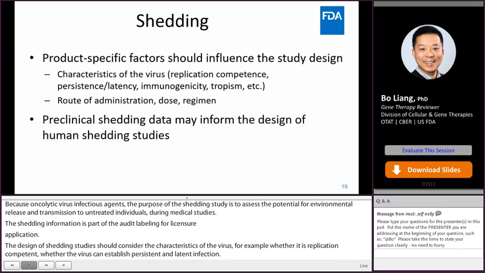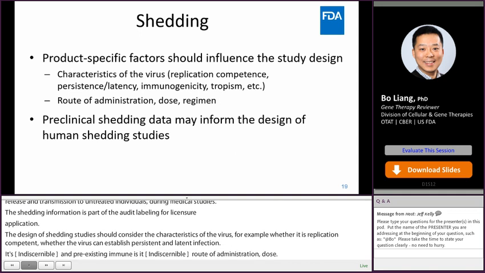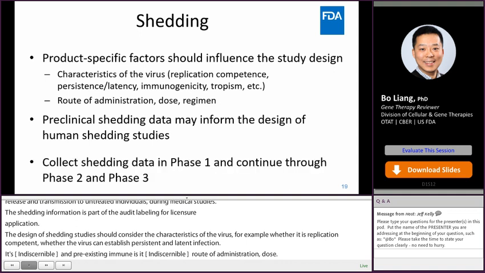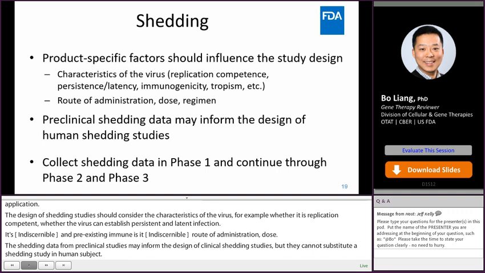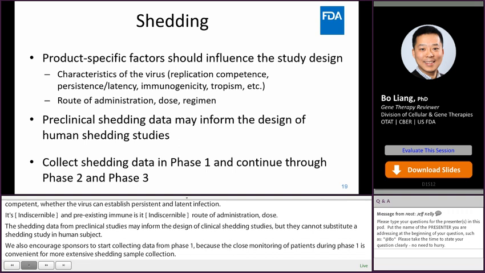The shedding data from preclinical studies may inform the design of clinical shedding studies, but they cannot substitute for shedding studies in human subjects. We also encourage sponsors to start collecting shedding data from phase 1 because the close monitoring of patients during phase 1 is convenient for more extensive shedding sample collection. But please be aware that shedding studies may need to continue through phase 2 and phase 3, even if you conducted a shedding study in phase 1.